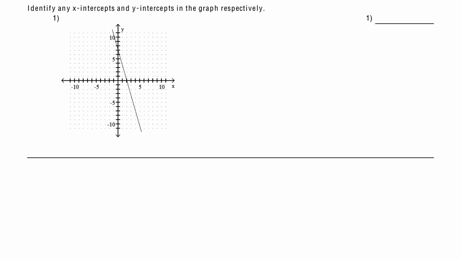Number 1, identify any x-intercepts and y-intercepts in the graph respectively. The x-intercepts are where they cross the x-axis. This is the x-axis. The x-intercept is where the line crosses this. So that right there, that's the x-intercept. And then the y-intercepts are where they cross this line. So we have to figure out where it's crossing. It's crossing right there. So that's the y-intercept.